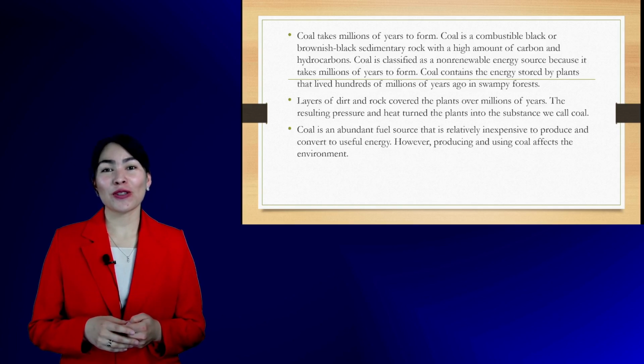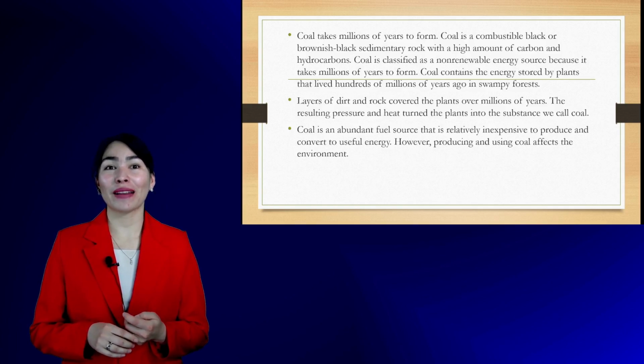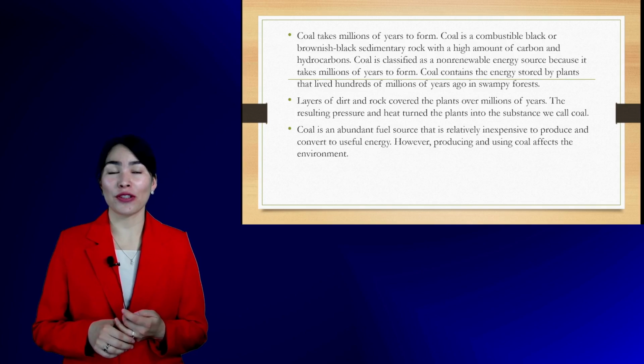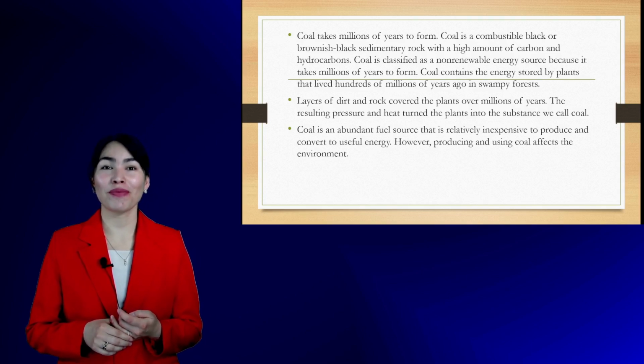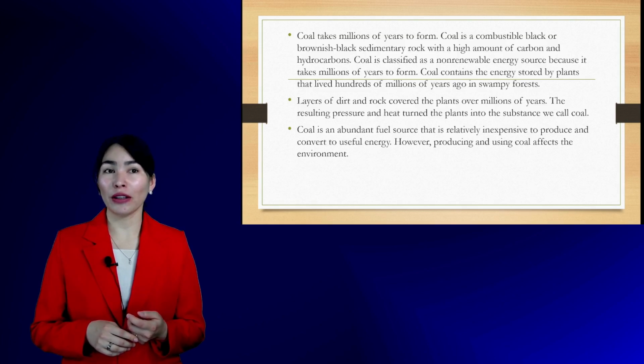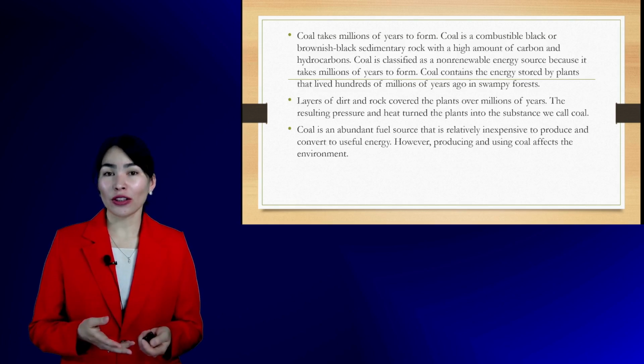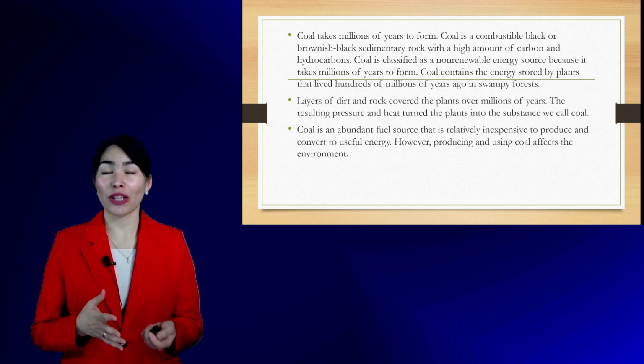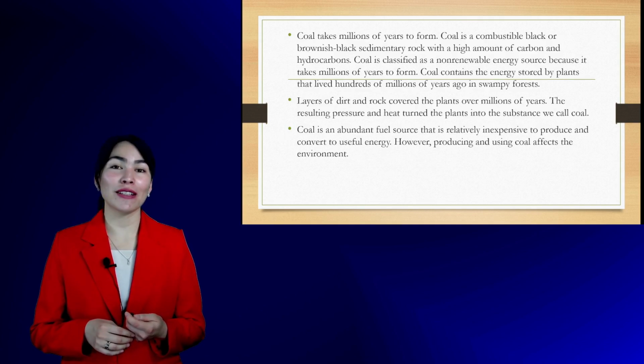Coal contains the energy stored by plants that lived hundreds of millions of years ago in swampy forests. Layers of dirt and rock covered the plants over millions of years, and the resulting pressure and heat turned the plants into the substance we call coal.